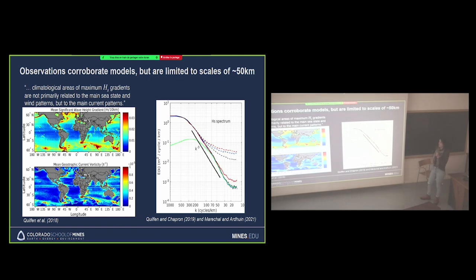What I showed is how spatially, the significant wave height gradients have a very good correlation with where we have strong currents, right? We all know now that that's the main driver for significant wave height gradients. All right, so things seem to agree, model results and observational results.